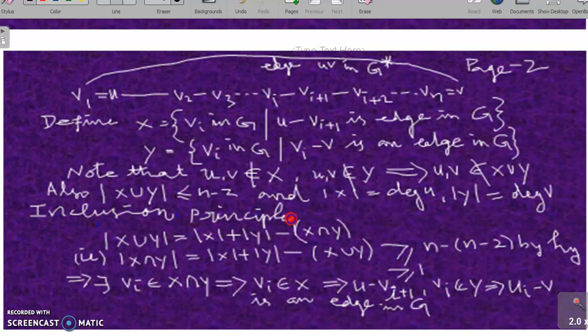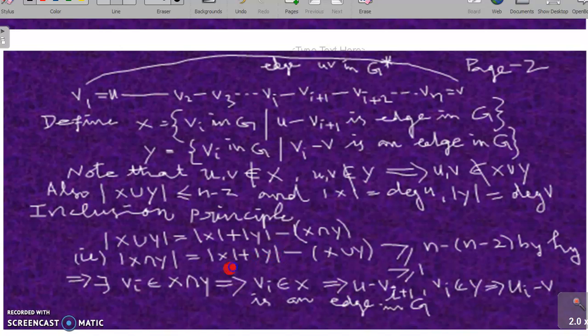Now, using the inclusion-exclusion principle from set theory, we know that the modulus of X union Y equals modulus of X plus modulus of Y minus modulus of X intersection Y. This is not a bracket, this is modulus. Okay, that's what you have to understand. Now rearrange this, you will get this particular step. Modulus of X intersection Y equals modulus of X plus modulus of Y minus modulus of X union Y. But this is greater than or equal to n minus (n minus 2).